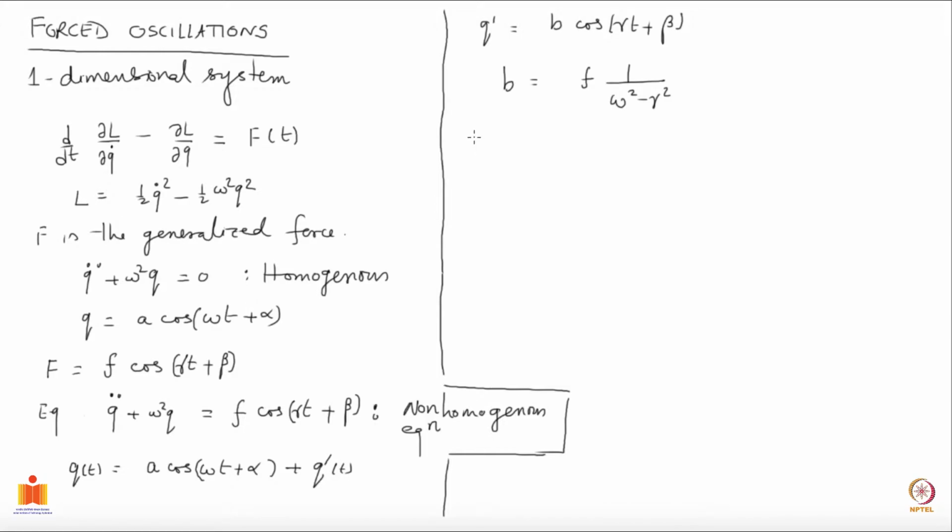So the most general solution I have is the following. I should add to the particular solution the solution corresponding to the homogeneous part. And this is what it is, plus the particular solution.